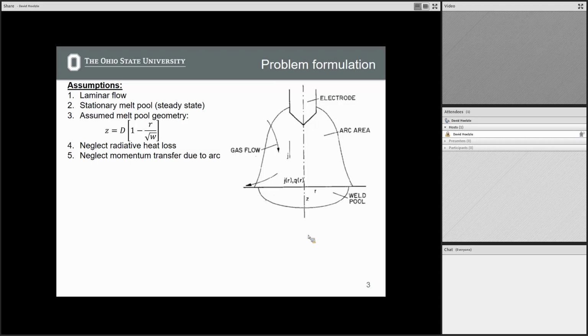And it's steady state with an assumed melt pool geometry according to this relationship, where we have a specified melt pool depth, specified melt pool width, and then extrapolate C as a function of R. They're neglecting radiant heat losses, which is somewhat reasonable for most materials, given that the Stefan-Boltzmann constant is so small, unless you have some really outrageous gradients.